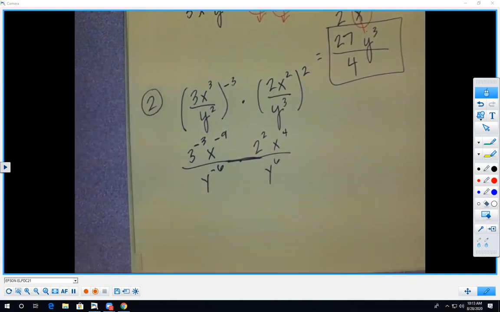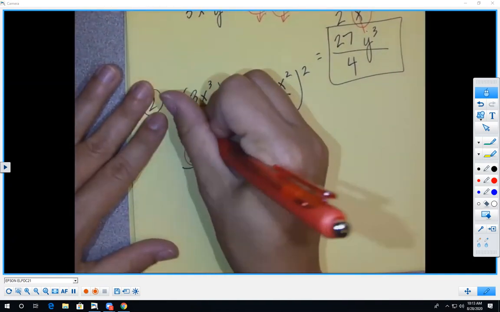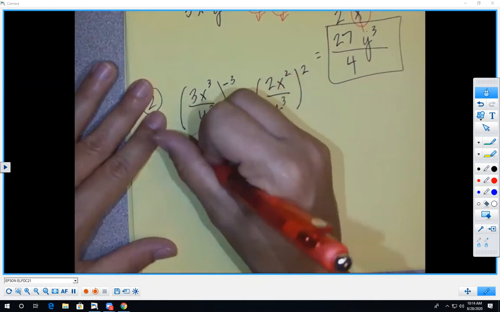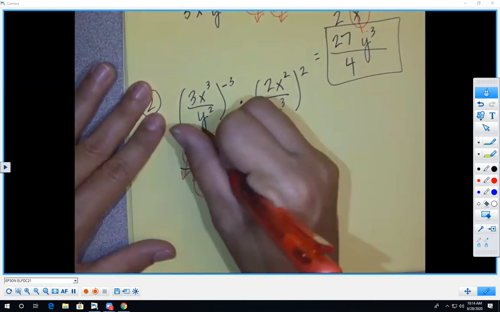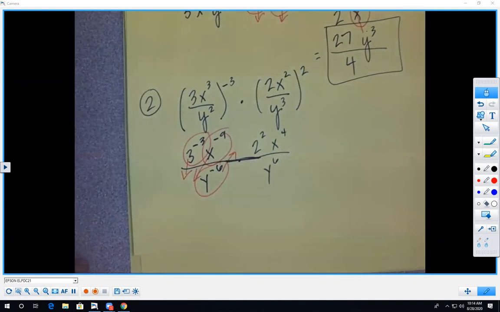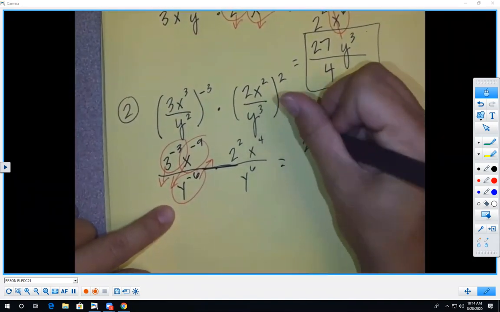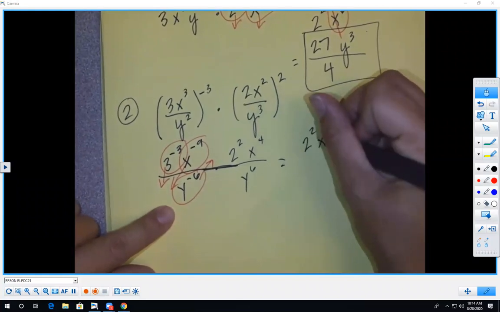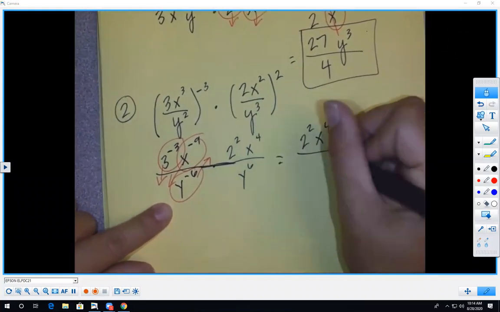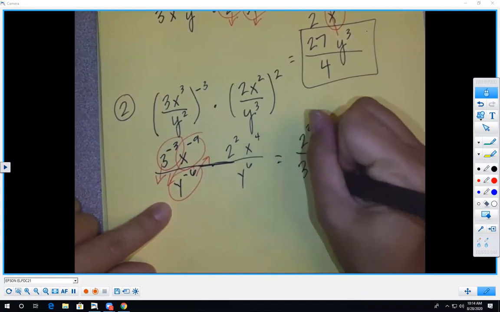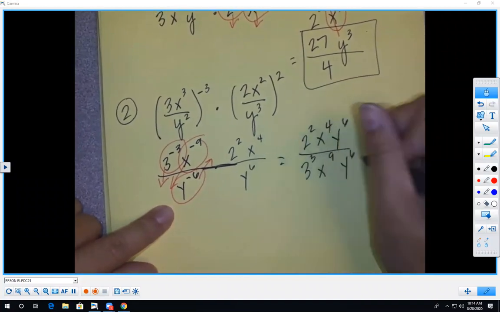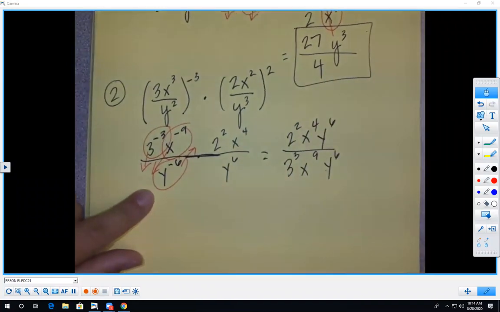So I'm just going to move all my negative stuff. So this 3 to the negative 3 needs to move down. This x to the negative 9 needs to move down. This y to the negative 6 needs to move up. So when I do that, I'm left with 2 squared, x to the 4th, y to the 6th, over 3 to the 3rd, x to the 9th, y to the 6th. Questions about that so far?